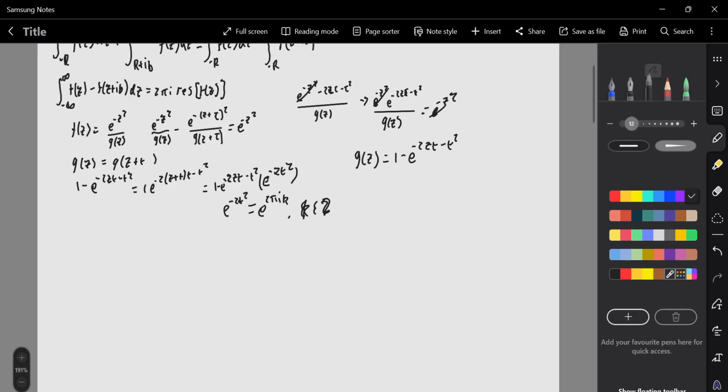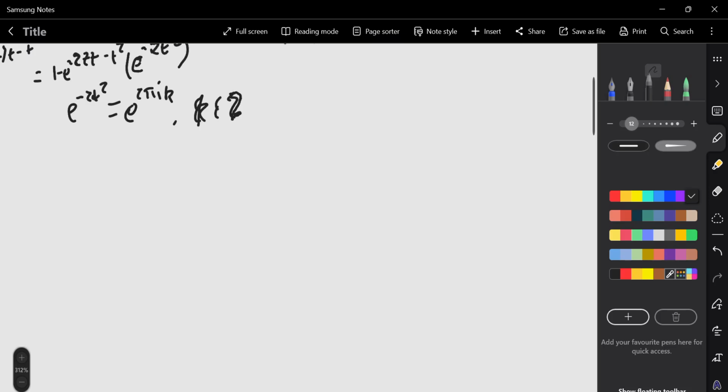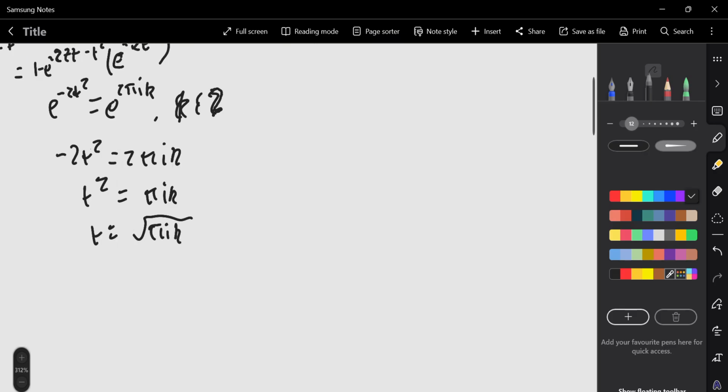Next, let's just solve this. It's simple enough to solve. We can get t. That's what we're trying to do, trying to isolate it. Minus 2t squared equals 2 pi i k. We can solve this as t squared equals pi i k. So t equals square root of pi i k. Now, what k value should we pick? Well, can't be 0. That would be stupid. We're just going to pick 1, let k equal 1. T equals square root pi i.